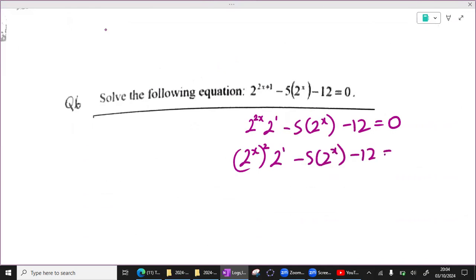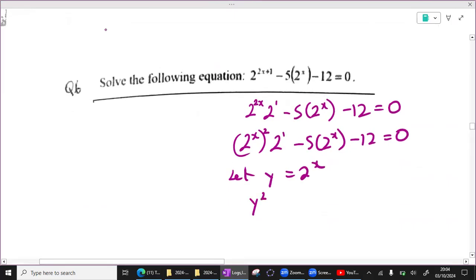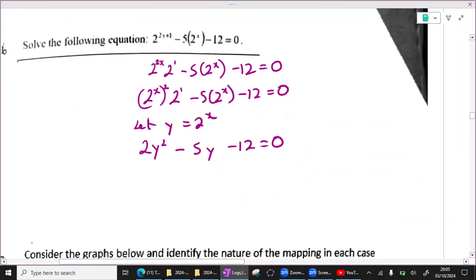Ultimately, it's one of those ones where we substitute. So we're going to let y equal 2 to the power of x. So we end up with y squared times 2. So we'll just put the 2 to the front, minus 5 times y minus 12. So it just turns into your regular quadratic really at this stage.